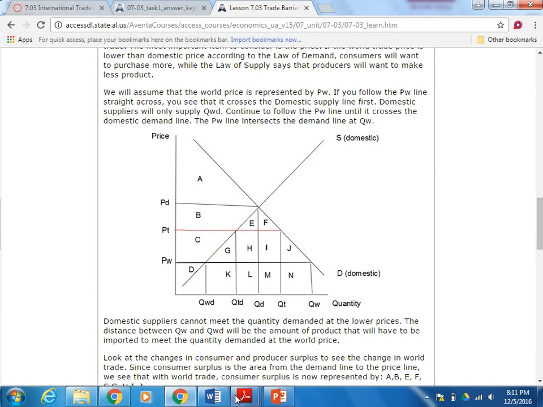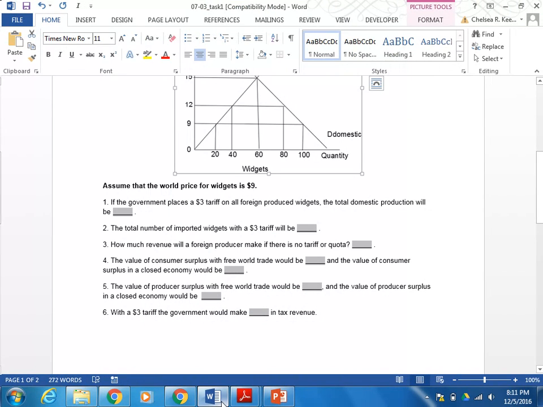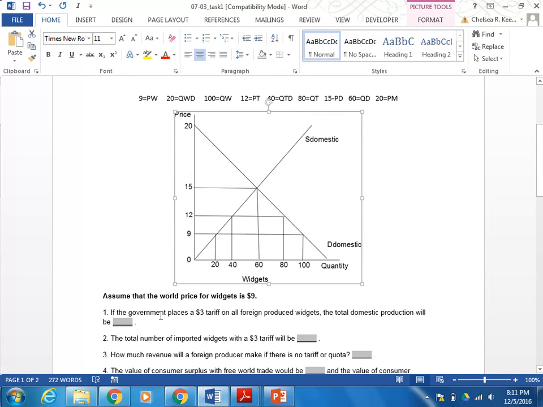Especially for numbers 4 and 5, when you're looking at the value of consumer surplus and the value of producer surplus and all of that, there's some things you have to do. And it shows you in this PDF. You basically have to make a triangle. Consumer surplus with free trade, you go from PM all the way down to PW, all the way over to QW, and then you connect them across the demand curve.